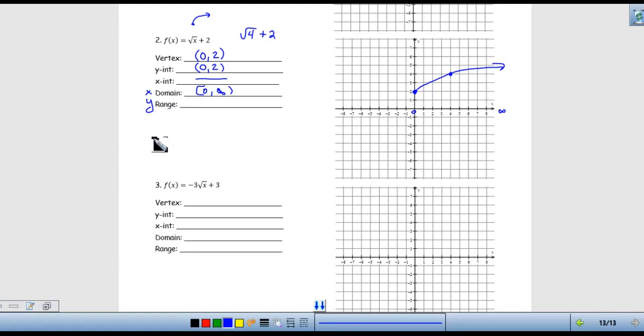The range, the lowest y value to the highest y value. My lowest y value is 2, but this graph continues up infinitely. So 2 to infinity, parentheses, bracket. Don't forget, if you want to write it as an inequality instead, the domain would be all x values greater than or equal to 0, and the range would be all y values greater than or equal to 2.